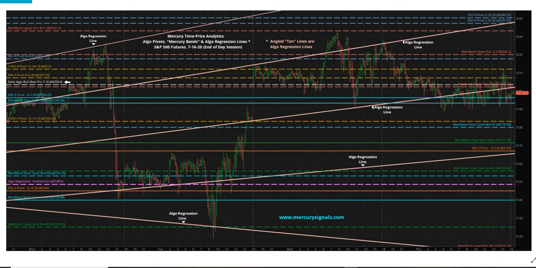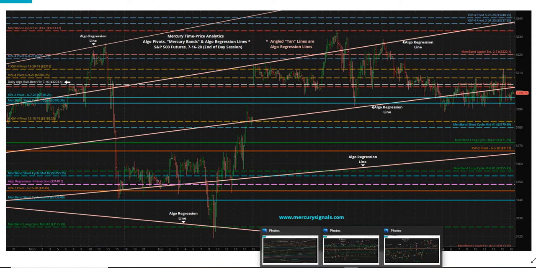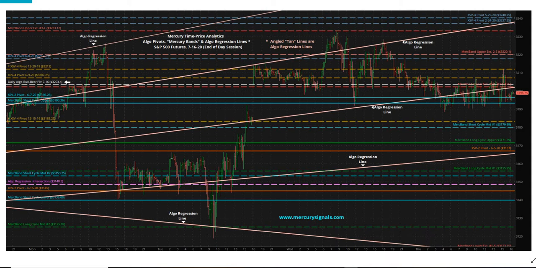Now, this chart, let me make sure this is the right one, gang. Hang on a second. Yeah, this is the right one. Okay, so you see three different types of pivots on this chart. You see our Mercury bands. The Mercury bands have a short cycle and a long cycle. The short cycle is a 5-day look back. The long cycle is a 10-day look back. You can see short cycle pivots in cyan and long cycle pivots in green.